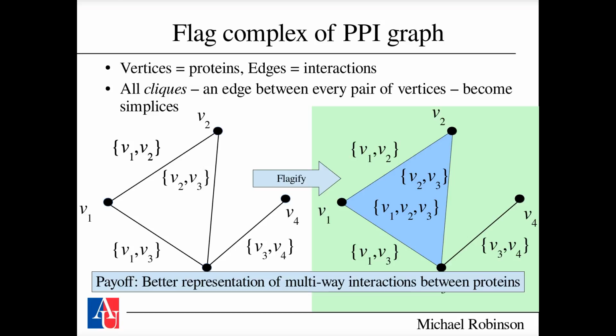So we call that process the process of forming a flag complex, or a flagification. The payoff of doing this is that it's sort of a better representation for multi-way interactions between proteins. If you see large simplices, that kind of indicates to you that you're dealing perhaps with a bunch of proteins that really ought to fit together as a functional unit. This is intuition only, though. And in some sense, the flag complex carries no real more information than the graph itself.